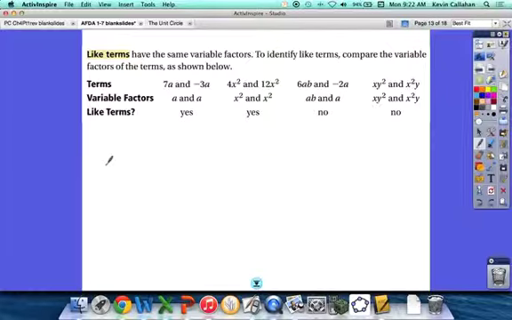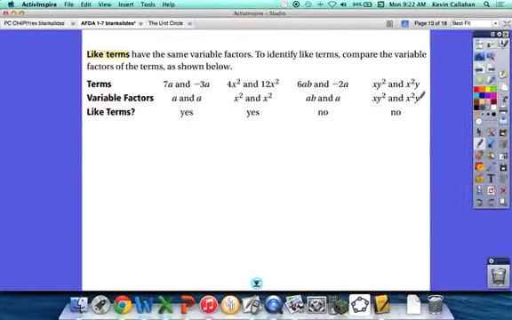Those are like terms. X squared and x squared, like terms. 6ab, negative 2a. Okay, well, it's missing the b in the second term. Those are not like terms, so you can't add them. And are these like terms, xy squared and x squared y?